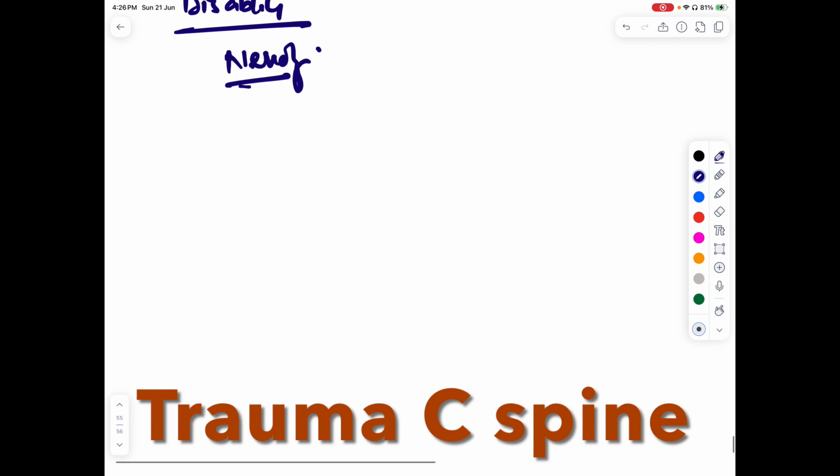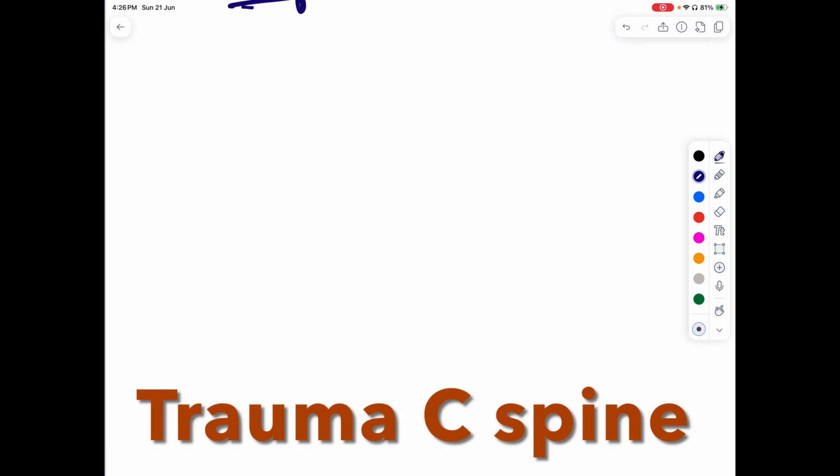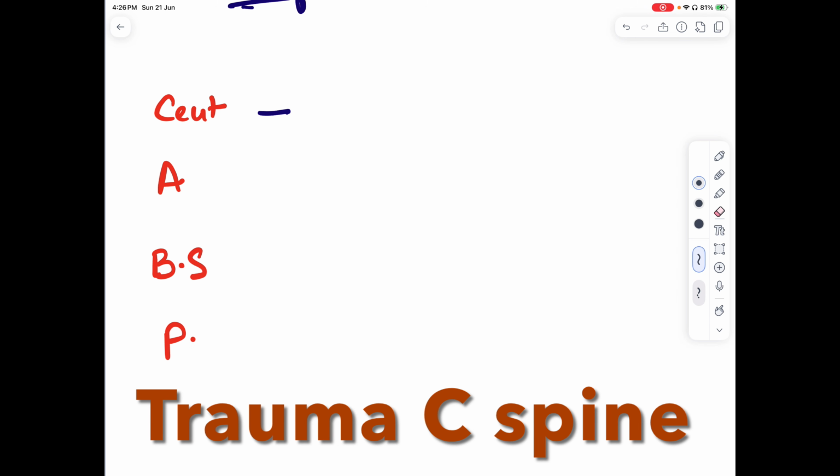Because the patient's spinal cord injury is incomplete, you will consider different types of spinal cord injuries: central, anterior, Brown-Séquard, posterior. The basic thing in central is that upper extremity involvement will be more than lower extremity.